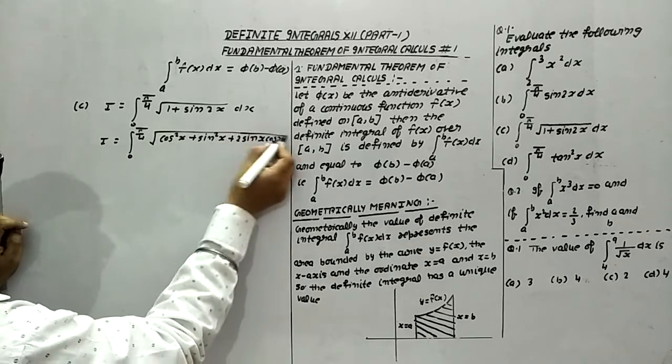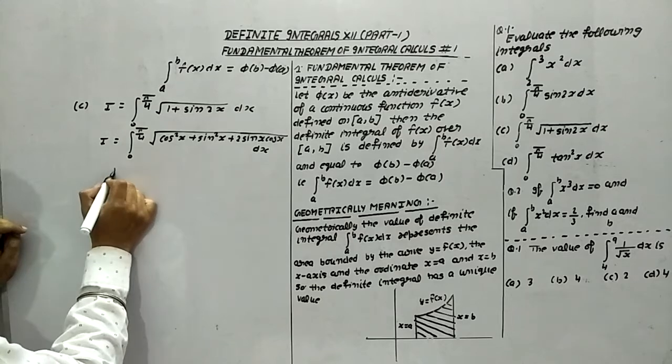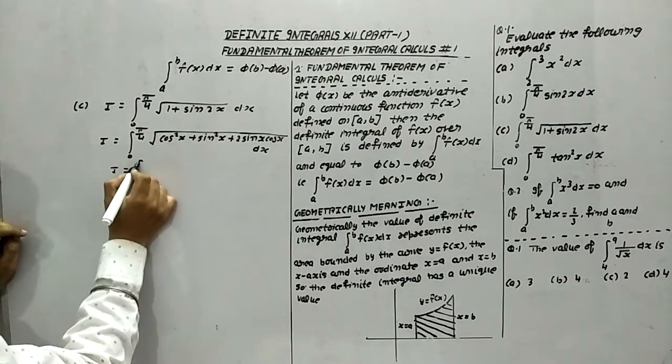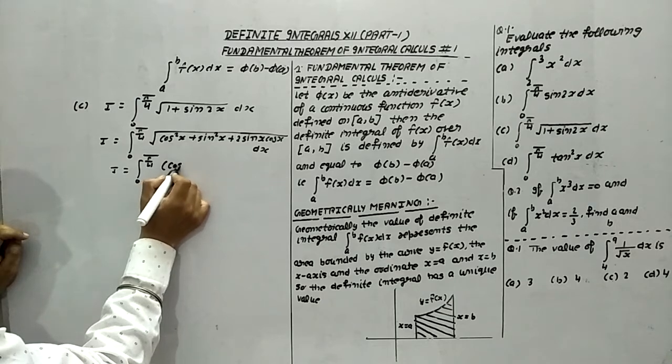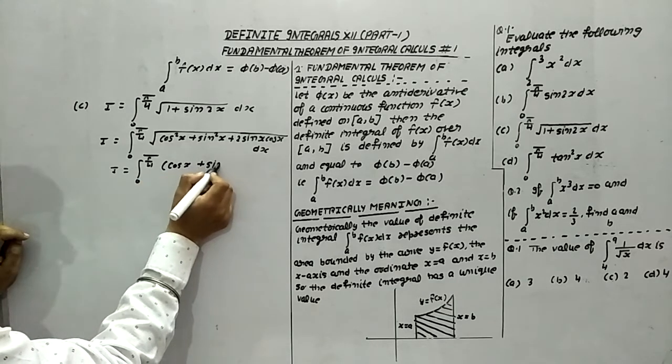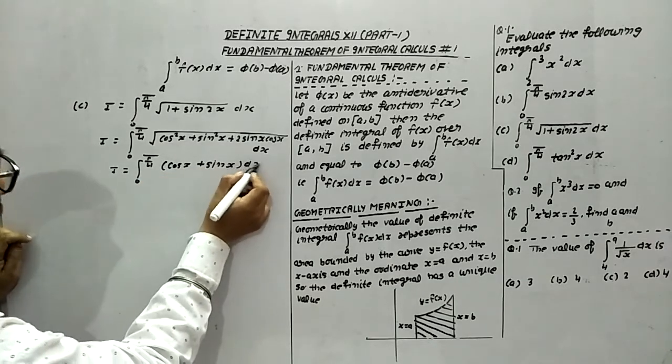Now this is the formula: a plus b whole square. It means this will cancel out. It means this becomes, what is this? Cos x plus sine x whole square. It means this is cos x plus sine x dx.